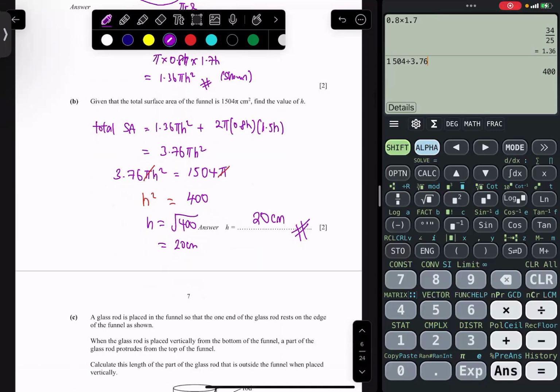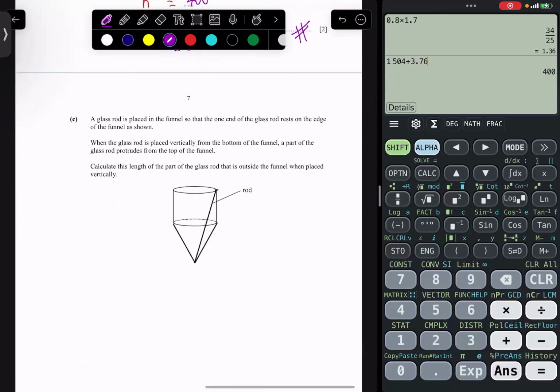A glass rod is placed in the funnel so that one end of the glass rod rests on the edge of the funnel as shown. When the glass rod is placed vertically from the top of the funnel, a part of the glass rod protrudes from the top of the funnel. Calculate the length of the part of the glass rod that is outside the funnel. Let's see. This part down here, we can use Pythagoras. This is going to be 3h, which is actually 60 cm. This is 0.8h, so 0.8 times 20, that is 16 cm.